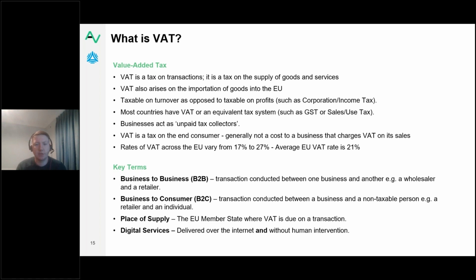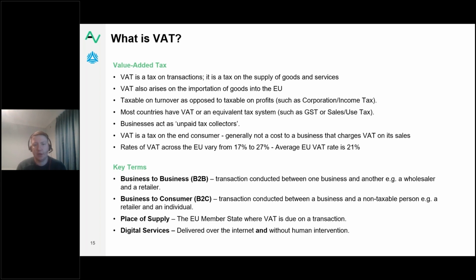Most countries have the equivalent of VAT. So VAT is generally an EU tax, but we have goods and services tax or sales and use tax in other territories outside the EU. Businesses effectively act as unpaid tax collectors, so they charge VAT on their sales, and then at the end of the period they report it to their local revenue. In effect, it is a tax on the end consumer. Any business that is charged VAT on its purchases should receive a deduction. So it's really just the end customer who is not engaged in a business that effectively pays the tax.